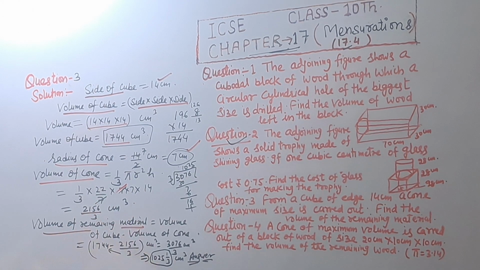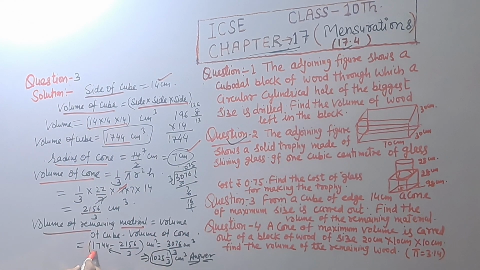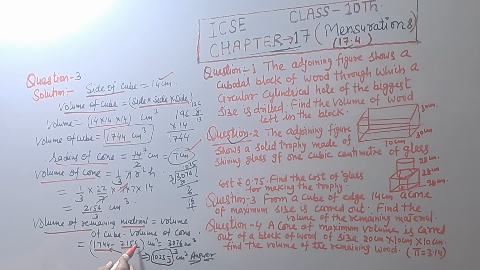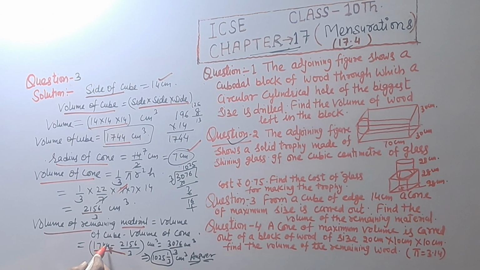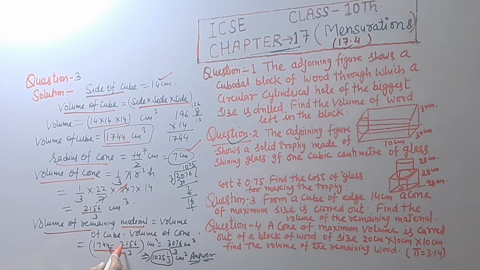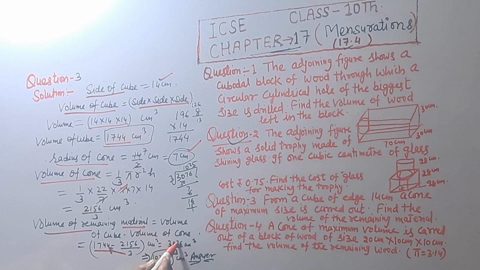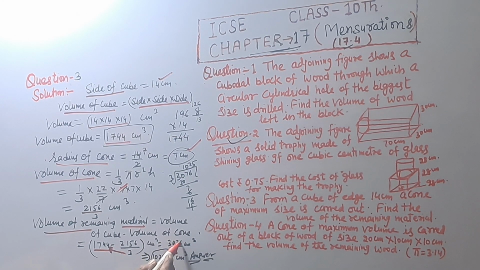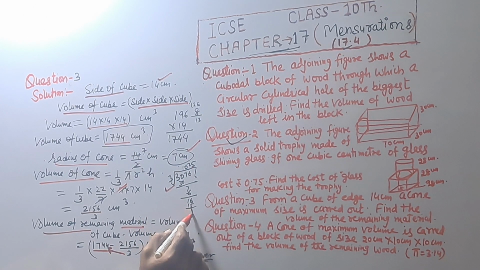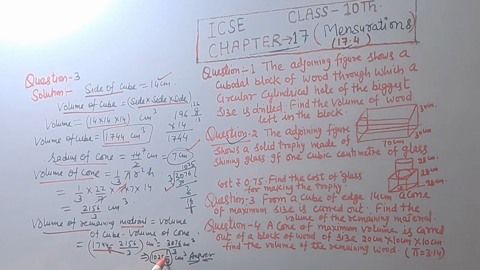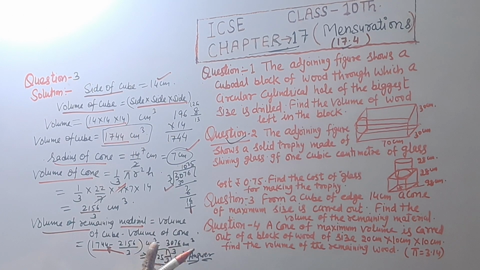Volume of remaining material is equal to volume of cube minus volume of cone, that is 2744 minus 2156 upon 3. First of all, we are multiplying 3 with 2744 and subtract 2156, then we get 3076 divided by 3, and we get 1025 whole, remainder is 1 upon 3 centimeter cube. Answer.